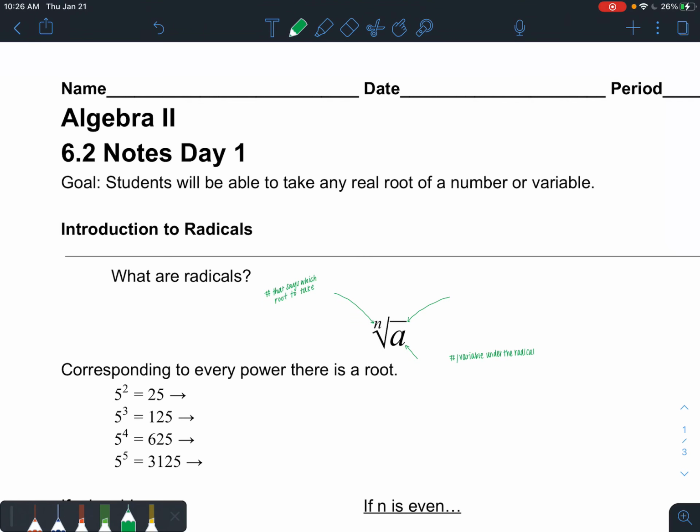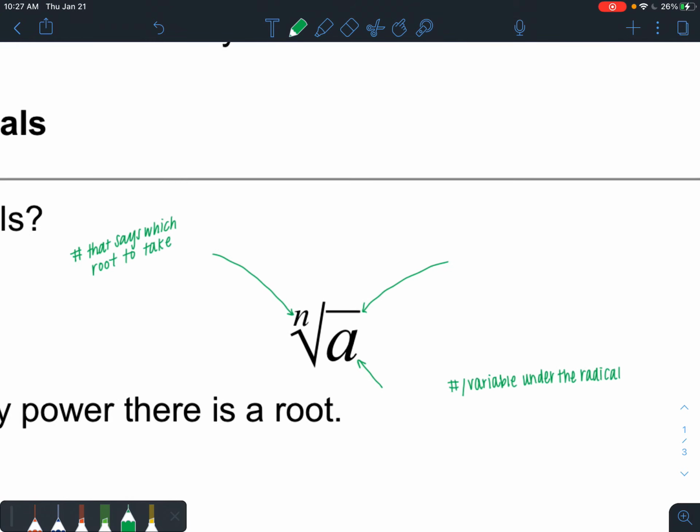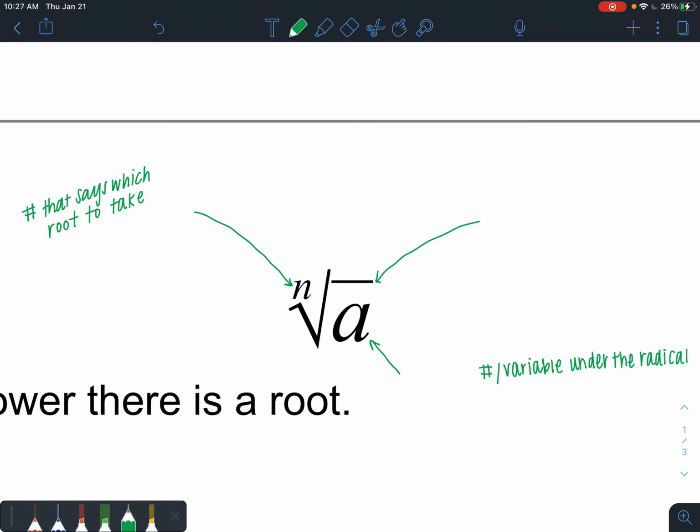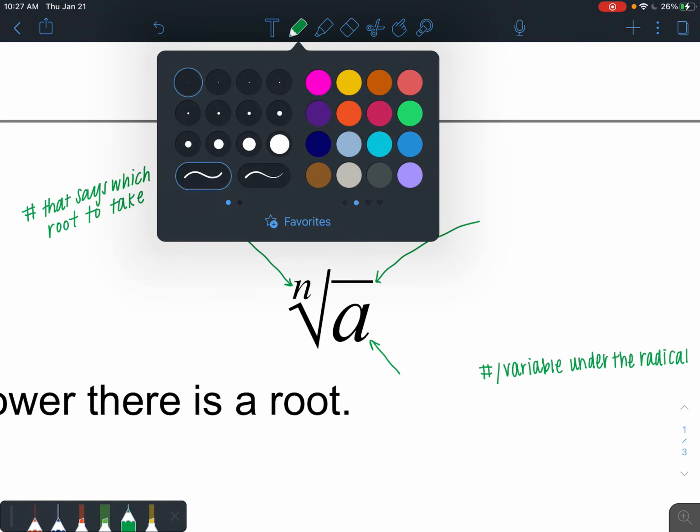Today we're talking about how to take a real root of any number or variable. Okay, so first let's talk about what are radicals. We've seen them a lot before, but now we're going to get a little bit more specific with our definitions. Okay, so here I have a square root. It's a little bit messy, but we can clean it up.